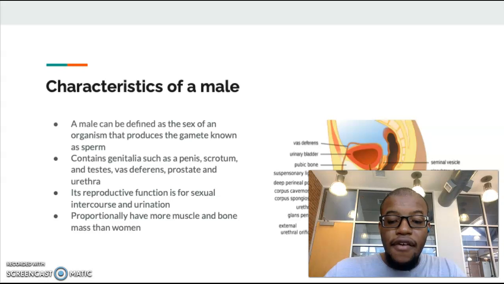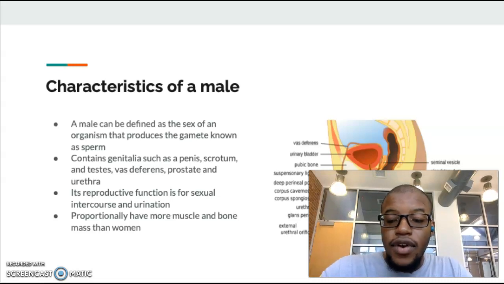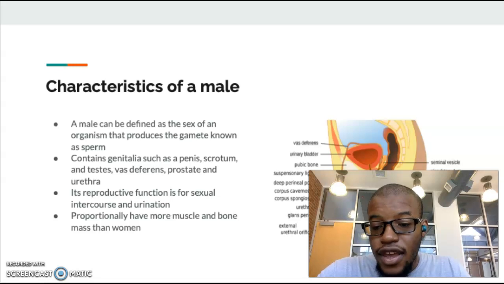Proportionally, men have more muscle and bone mass than women. And as you can see in the image, this shows the many anatomical structures of the male, which you can see the vas deferens, the urinary bladder, pubic bone, which you can see in females too, but also the seminal vesicle, prostate gland, the bulbourethral gland, testes, the scrotum. The scrotum is basically what testes descend into in order to regulate the temperature of the testes. Basically, just to cool it down.